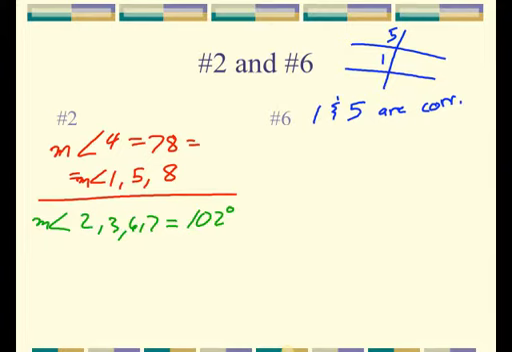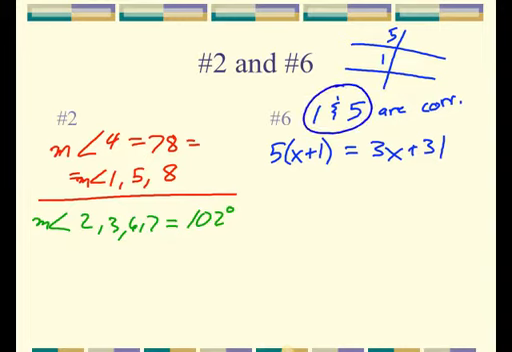So we can take the expressions that were given, 5 times x plus 1 and 3x plus 31, and we can say those things have to be equal. Right? So if they were vertical angles, same thing. You'd be able to say they're equal. If they were a linear pair, then we'd want to add them up and set them equal to 180. So it's important that you look at your angles that you're given and then figure out what the relationship is between them. What kind of angles are they in relation to one another? All right, so distribute. Here's the algebra part.